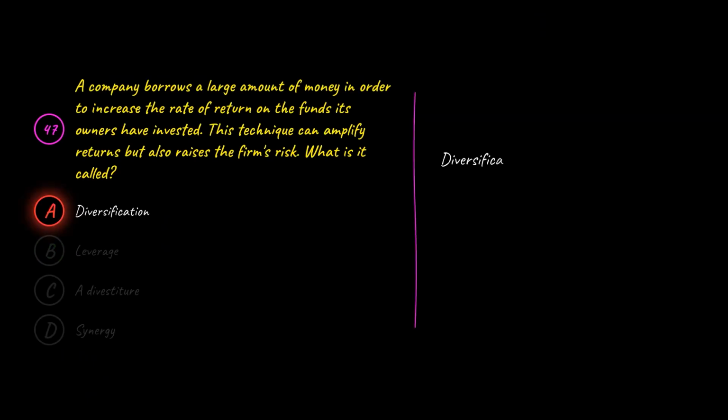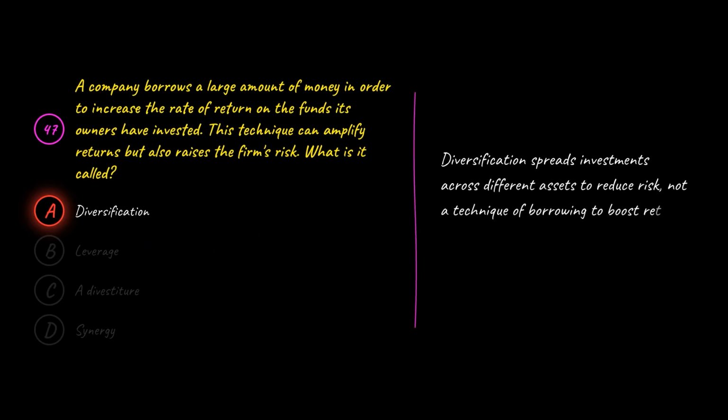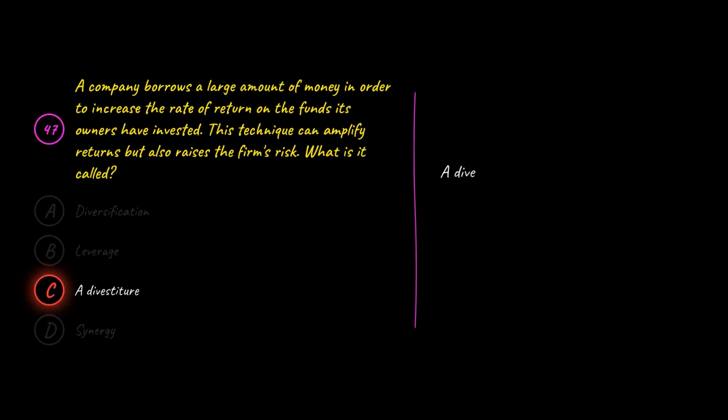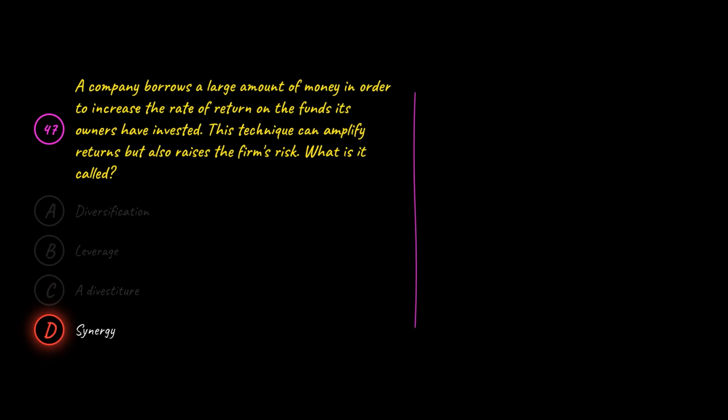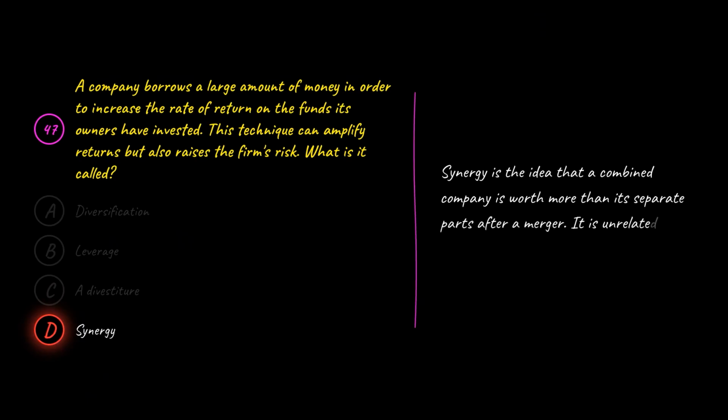A is wrong because diversification spreads investments across different assets to reduce risk, not a technique of borrowing to boost returns. It is about lowering risk, not the use of debt. C is wrong because a divestiture is the disposal of a business unit, such as a sell-off or spin-off, not a financing technique. It does not describe borrowing to raise returns. D is wrong because synergy is the idea that a combined company is worth more than its separate parts after a merger. It is unrelated to using debt to amplify owner returns.